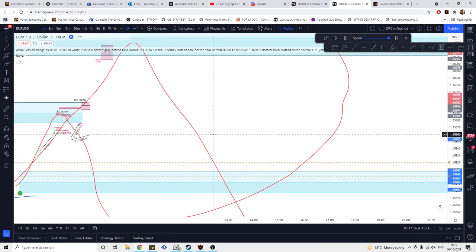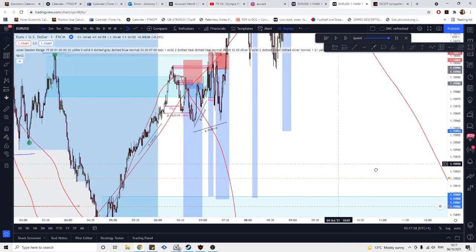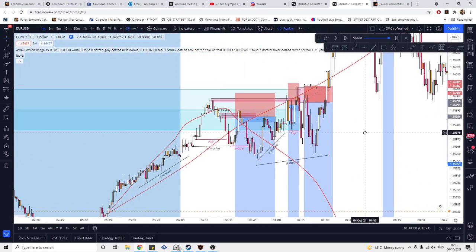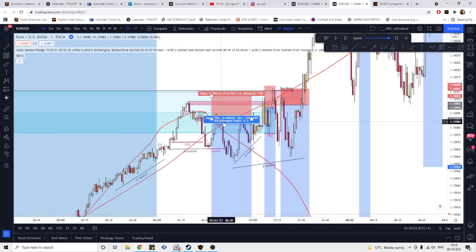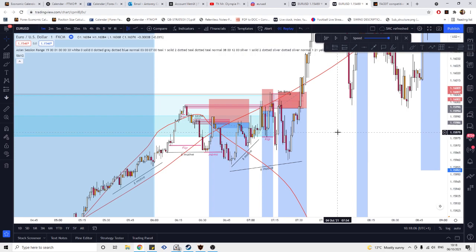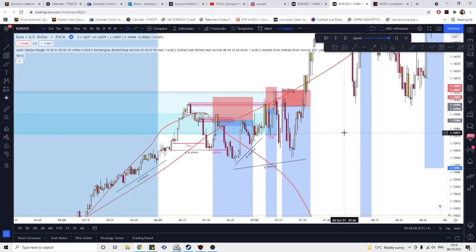So that is on my plan. I just didn't take that into consideration, or I should have managed it more aggressively in this case. See, we entered there, good entry, had all the reasons to enter.